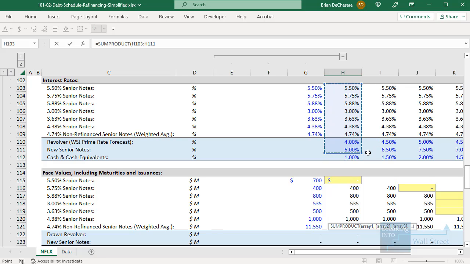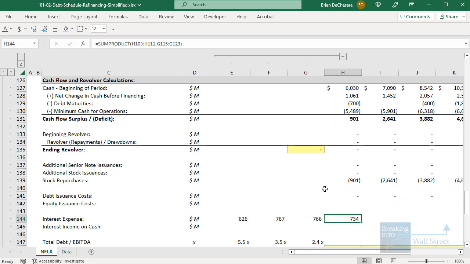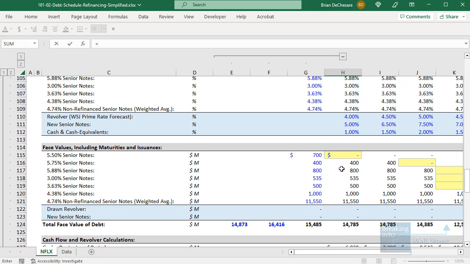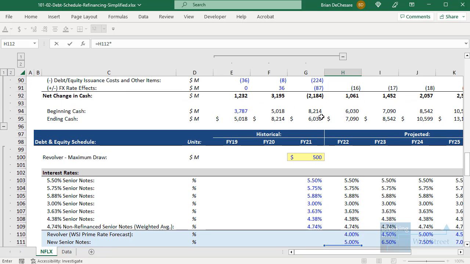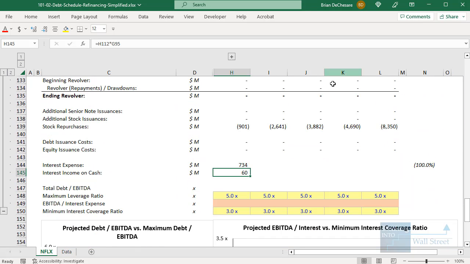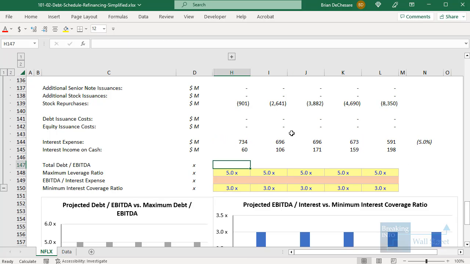Let's go down to row 111. And then let's go down and take the balances from the prior period right here down to row 123. So we have our interest expense. And then for the interest income on cash, this is quite simple. We just take our interest rate right here in H112, and then we multiply by the ending cash balance from the previous period. We're avoiding circular references here. And so we're just using simple ending balances from the previous period. So we have that, and then we can copy this across.